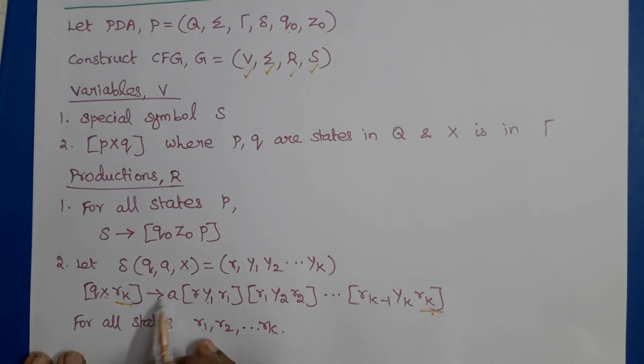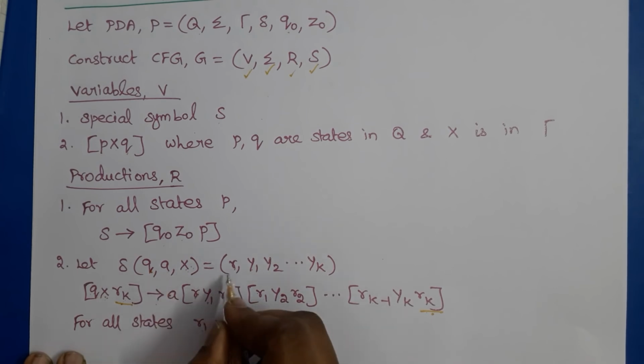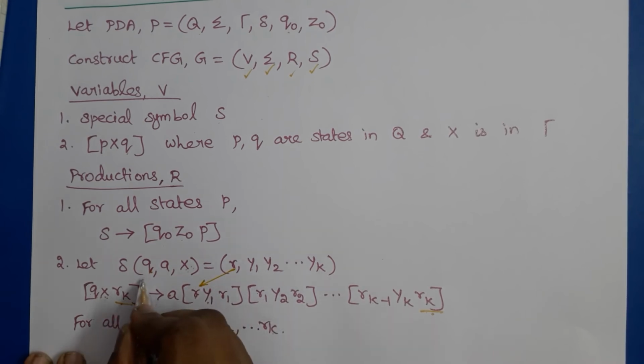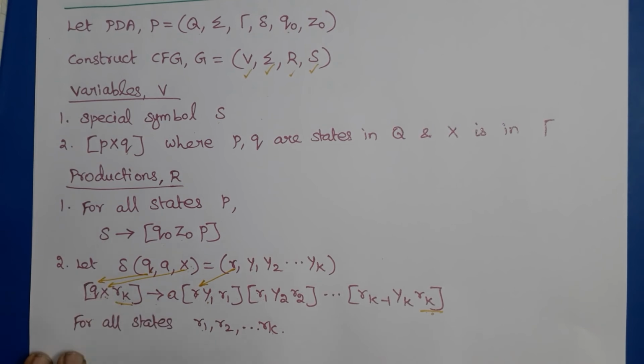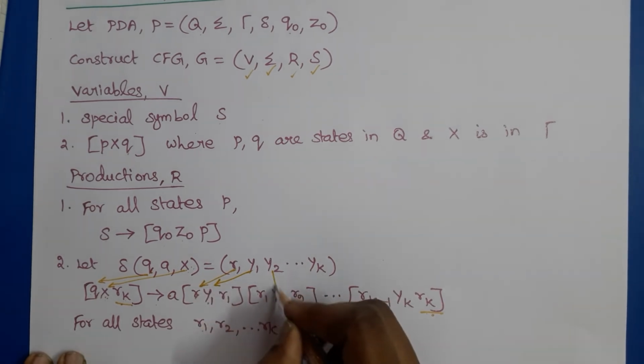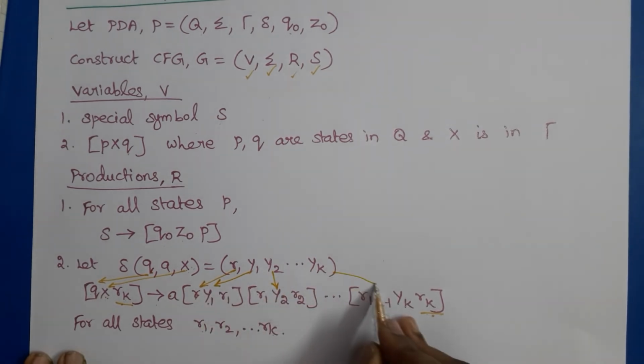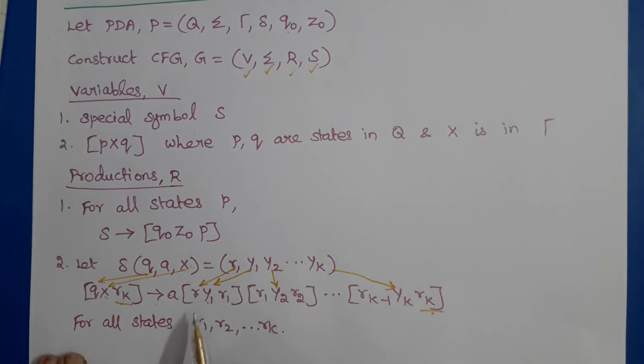And on the right hand side, after the production symbol, we have to write the terminal symbol here. Then this R should be written. So this Q, this X, and this R_K, and R_K should be equal. Then this Y1 should be written here, this Y2, Y3 up to YK. These stack symbols must be written in the middle part. And this R should be written over here. The first state and the final state should be equal.